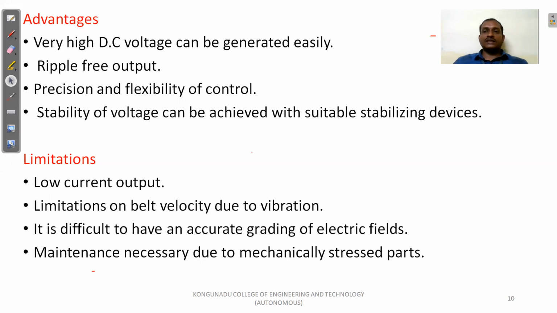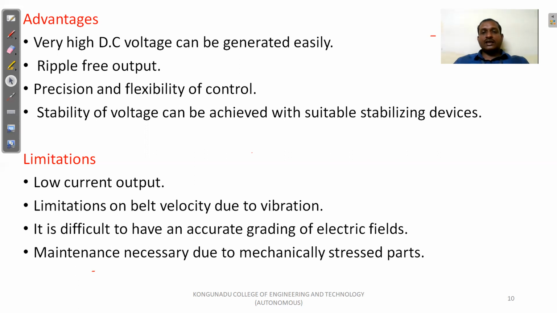Next are the limitations of the Van de Graaff generator. Low current output: it is a high voltage, low current device. There is a limitation on the belt velocity due to vibration. If the velocity is higher, the vibrations will be more, so it is difficult to have an accurate grading of electric fields.